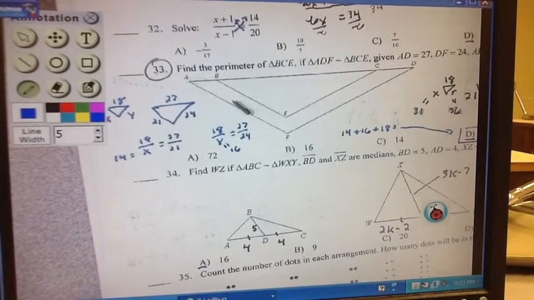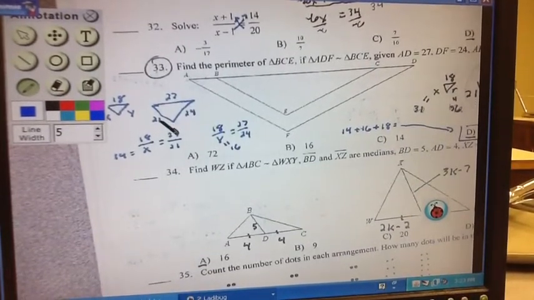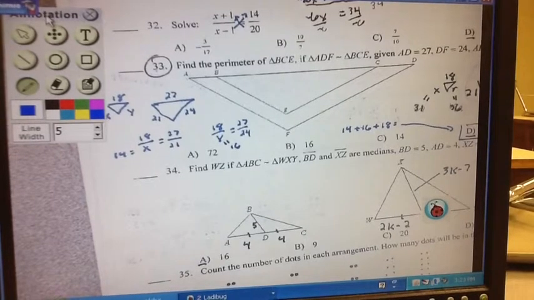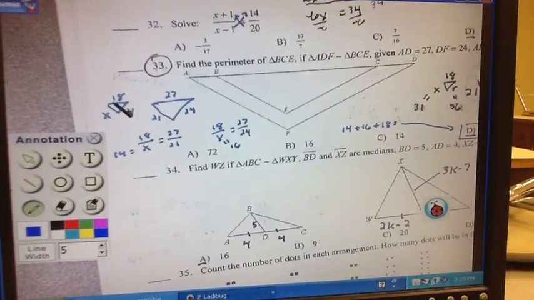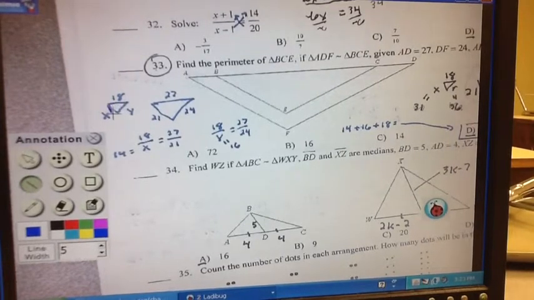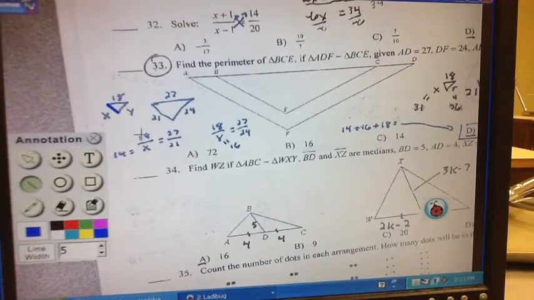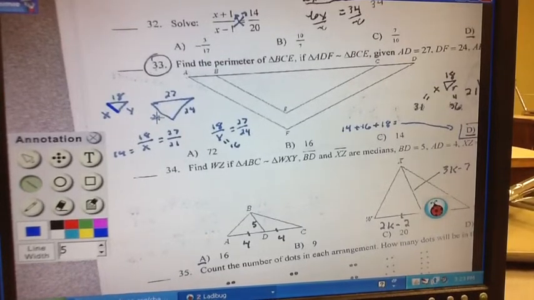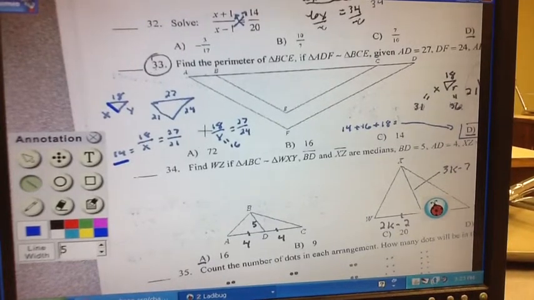It gave me some measurements, told me on the big one we got 27 on the top, 24 on the side, and 21. Over here on the little one we're told 18 is the top, and I'm asked to find the other two and find the perimeter of it. So if I'm talking about x, I'm talking about 18 on the left side, so that's 18 over x, and 27 over 21. Cross multiply, I got x is 14.